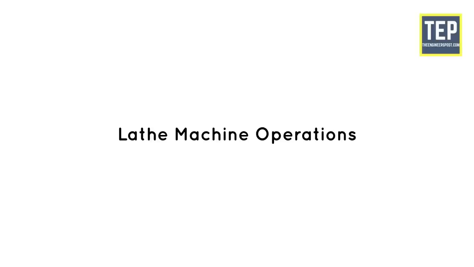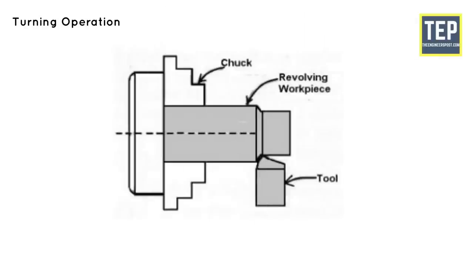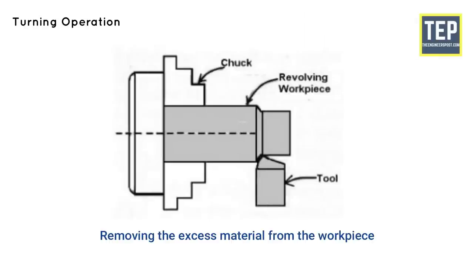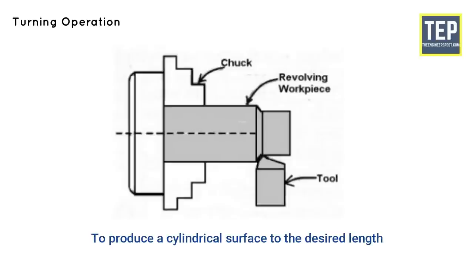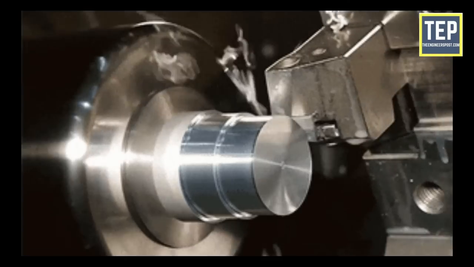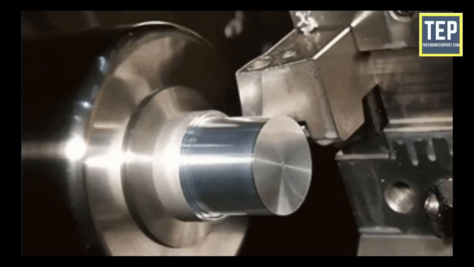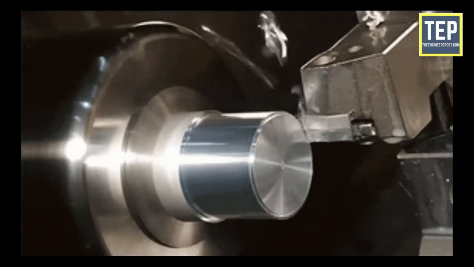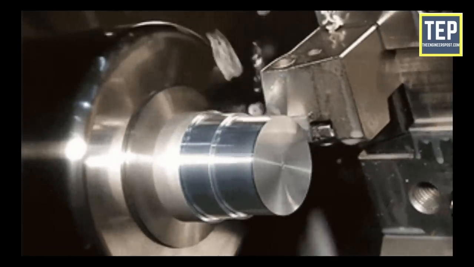Lathe machine operations done by holding the workpiece between centers. Turning. Turning is the most common type of operation. It is the operation of removing the excess material from the workpiece to produce a cylindrical surface to the desired length. The job is held between the center or a chuck and rotating at a required speed. The tool moves in a longitudinal direction to give the feed towards the headstock with proper depth of cut.